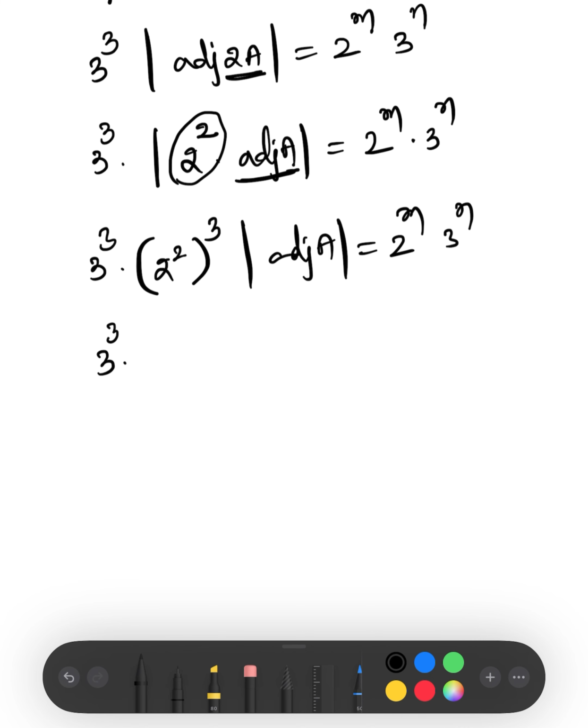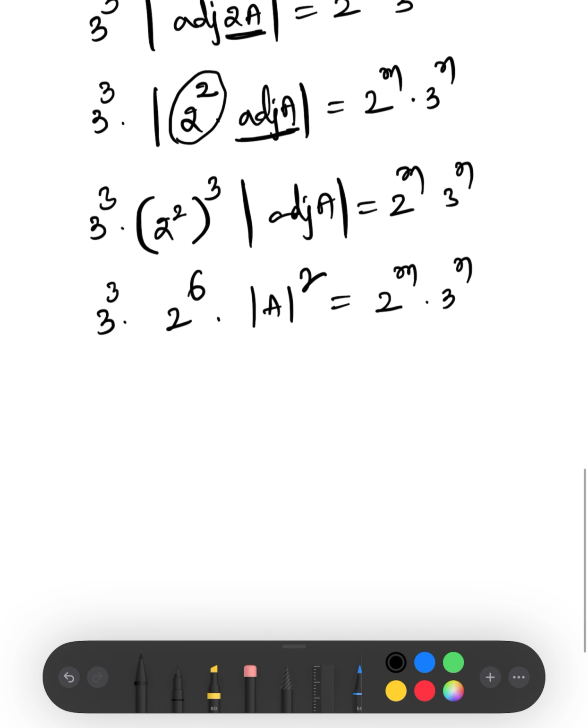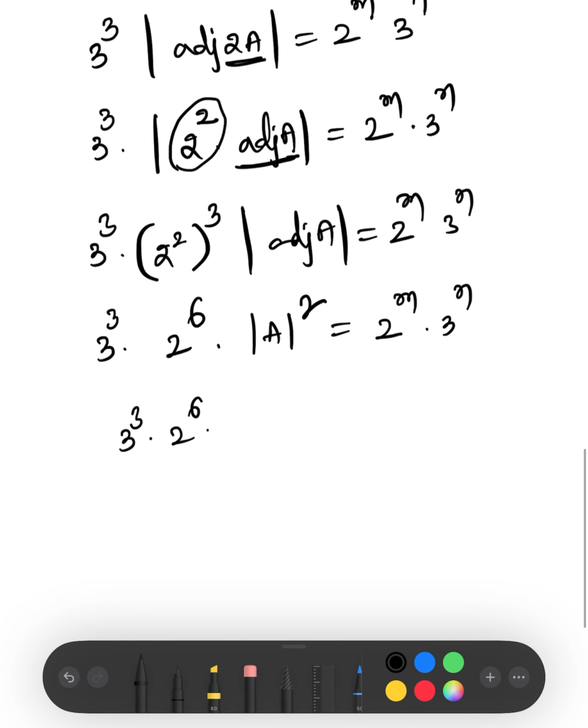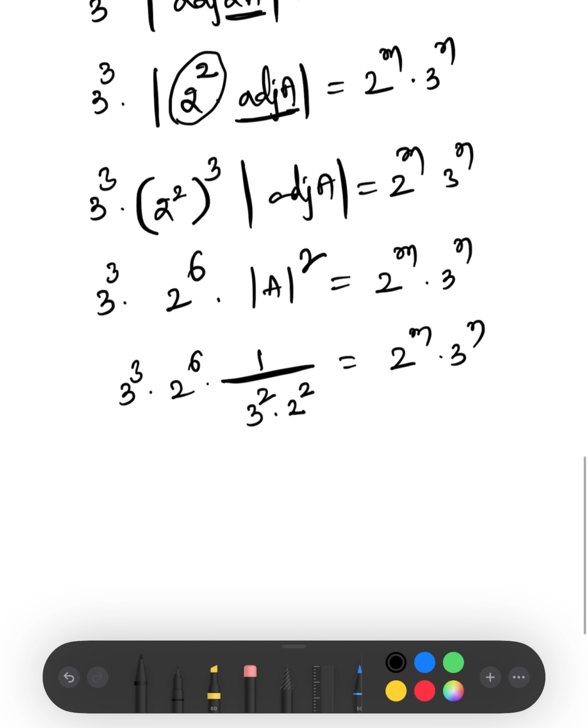So that is 3 cube, 2 power 6 into det of adjoint A, det A whole power n minus 1, that is det A whole square, that is 2 power m into 3 power n, 3 cube into 2 power 6 into det A. What is det A here? 1 by 3 into 2, right? 1 by 6, I can say 1 by 3 square into 2 square, that is 2 power m into 3 power n. Now here this will get cancelled and here it will get 4.